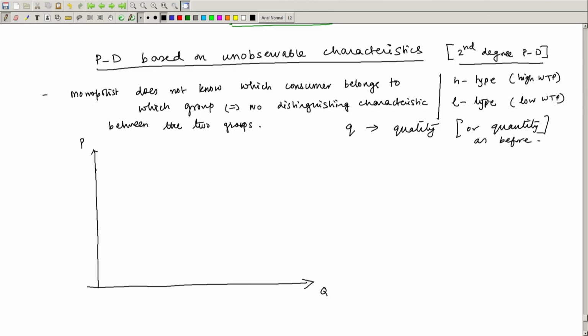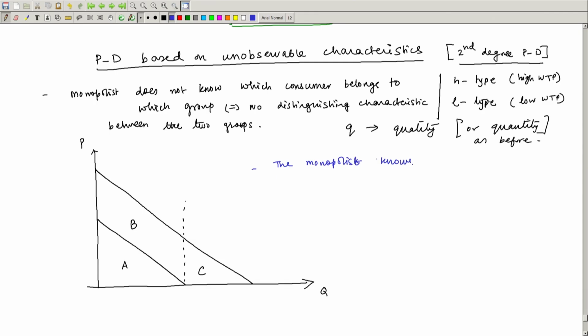So, imagine that this is the H group, and let us say this is the L group, and let us assume for simplicity that the marginal cost continues to be 0. Let me also put in a few notations. Let me call this triangular area as A, this sort of parallelogram as B, and this triangular area as C, correct. Now, suppose the monopolist knew the willingness to pay of all the consumers, so let us say, suppose the monopolist knows the willingness to pay.